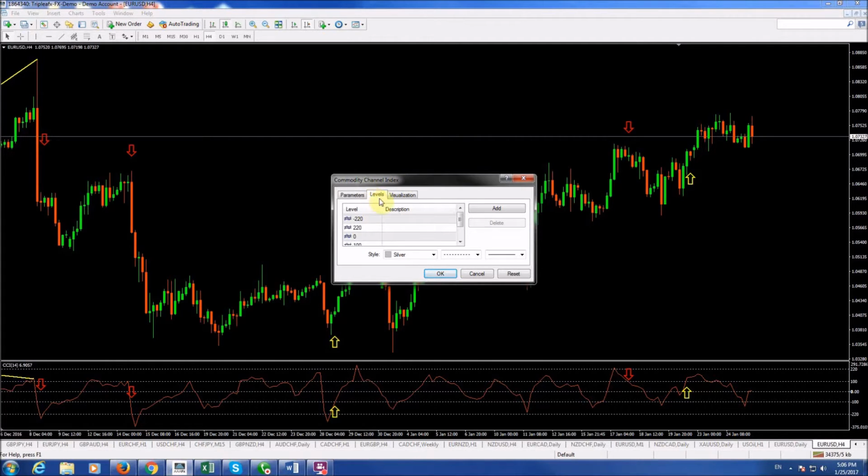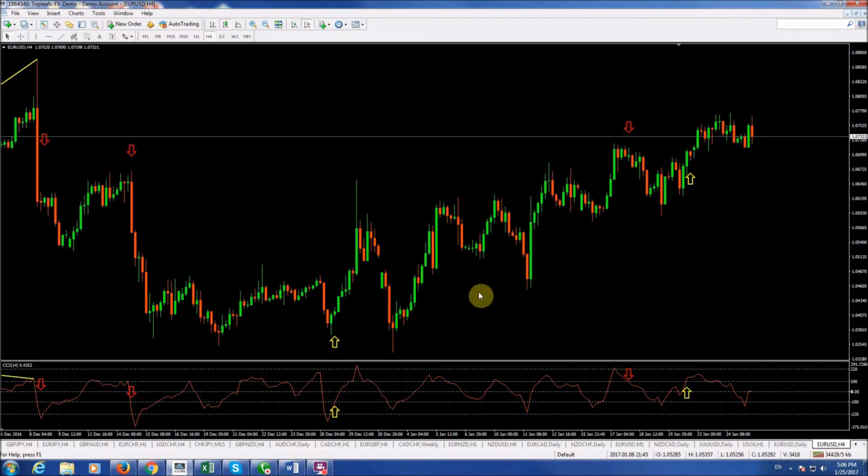On the levels, the defaults are 0, 100, and minus 100. We will also add the 220 and minus 220. You will understand soon why. And after we click on the OK, the indicator will be inserted below our chart.